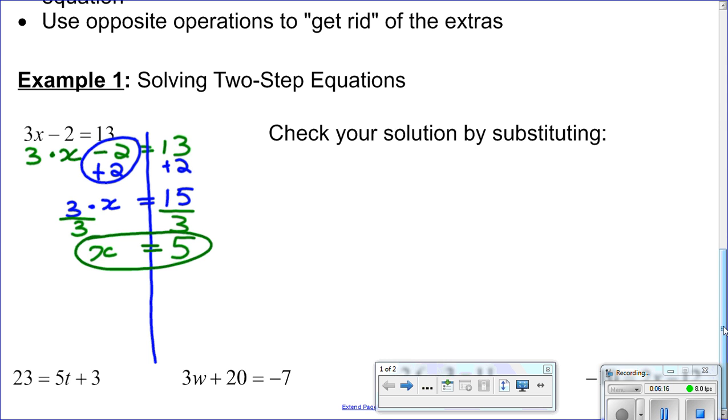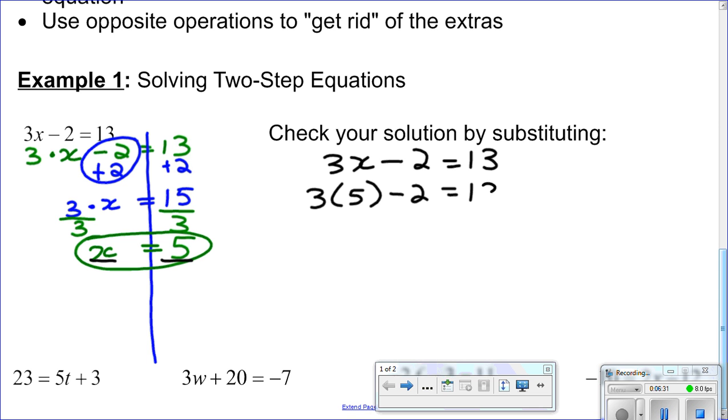We are going to check by substituting. So 3x minus 2 equals 13. Writing my equation down again. I'm going to replace x with the answer. So I'm going to replace x with 5. Notice that I substituted it in brackets. I didn't go 35 minus 2 equals 13. Okay, that's not what we want to do.